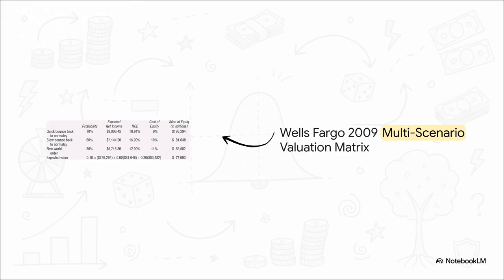Imagine valuing Wells Fargo's equity back in early 2009, right as the banking crisis was wreaking absolute havoc. A static model would just spit out one single, highly questionable number. But a multiple scenario analysis breaks it down so clearly. Looking at this matrix, we see a 10% probability of a quick bounce back, valuing equity at over $126 billion. A 60% chance of a slow bounce back sitting at around $81 billion, and a 30% chance of a new world order dropping it all the way down to about $53 billion. By weighting these, sure, we get an expected value of around $77.6 billion, but more importantly, we actually get to see the tangible, real-world range of our risk exposure.